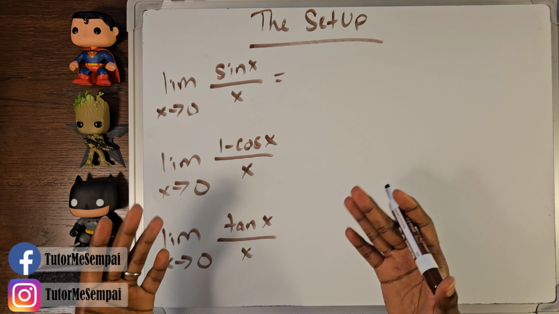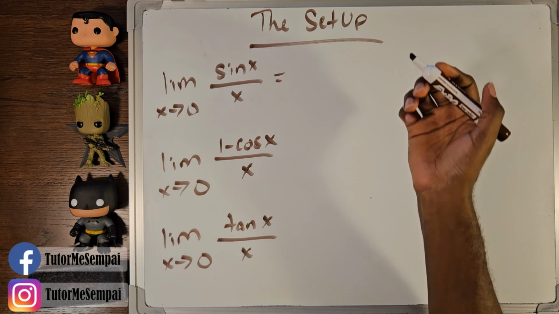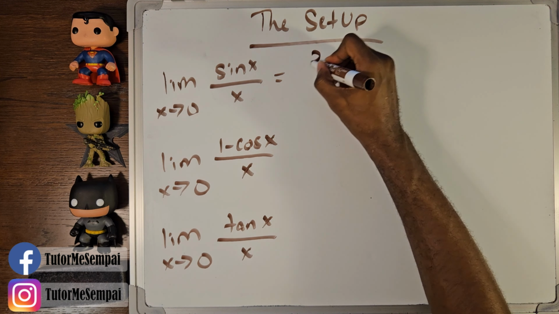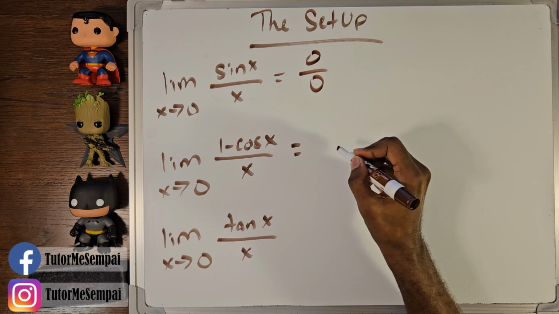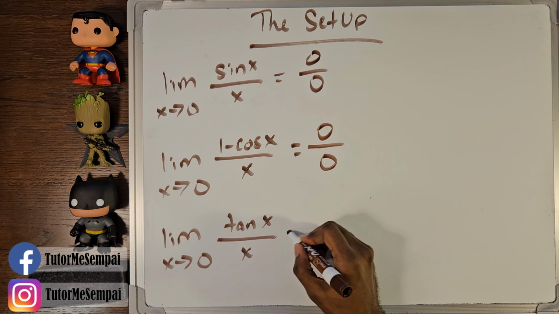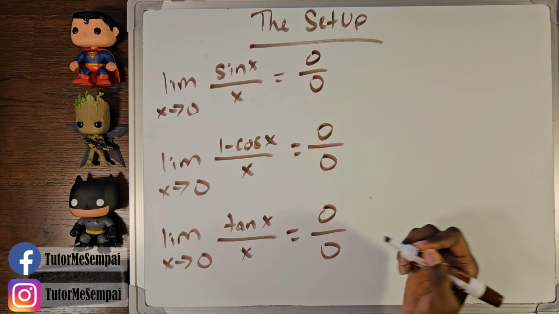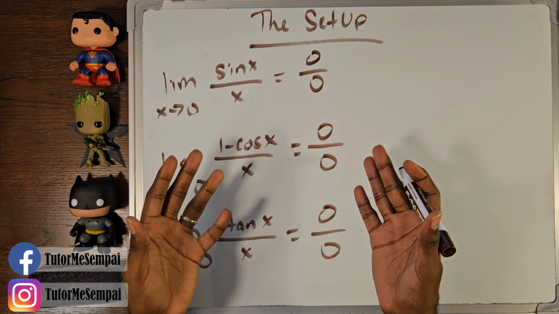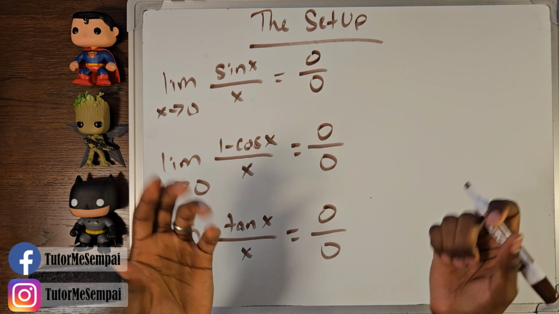And if you were to plug in your 0, you would notice that you're going to run into a problem very quickly. By plugging in zeros for all of these, you're going to get 0 over 0. This is going to be 1 minus 1 over 0, which is, once again, 0 over 0. And this is going to be 0 over 0. We have our indeterminate form. This is an issue. We don't have a limit now because this tells us we've got work to do.